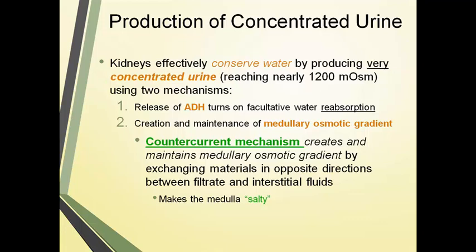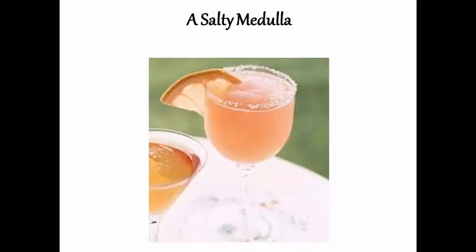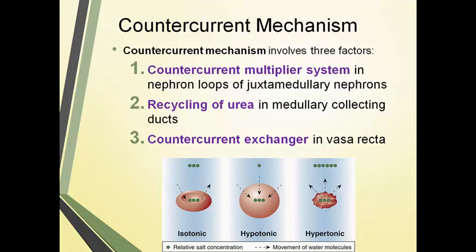There's also the osmolarity gradient within the medulla, the medullary osmotic gradient, created by something known as the countercurrent mechanism. So the gradient exchanges materials in opposite directions between the filtrate and the interstitial fluids as the nephron loop dips on the descending and then the ascending side, and we've said many times the medulla becomes very salty because of that. So again, remember salty medulla, like some mixed drink in my mind, the salty medulla. This countercurrent mechanism has three factors that are involved.